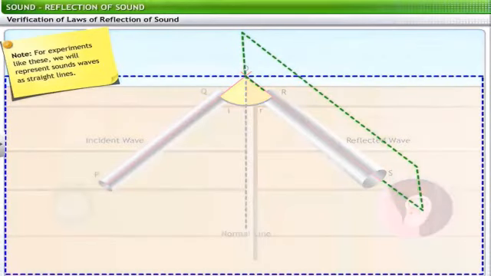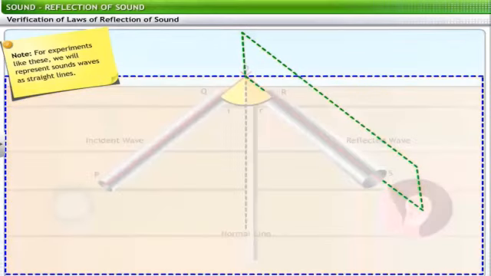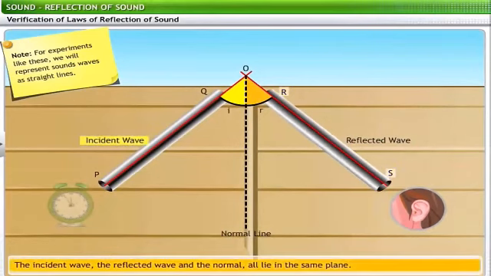This is because, when tilted vertically, the plane of the reflected sound wave is different from the plane of the incident sound wave. In this situation, only parts of the reflected sound wave pass through the pipe RS. This confirms that the incident wave, the reflected wave, and the normal all lie in the same plane.